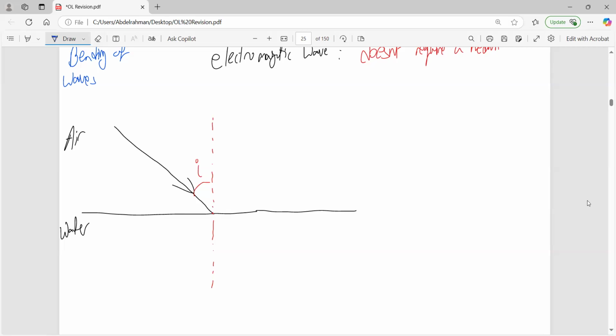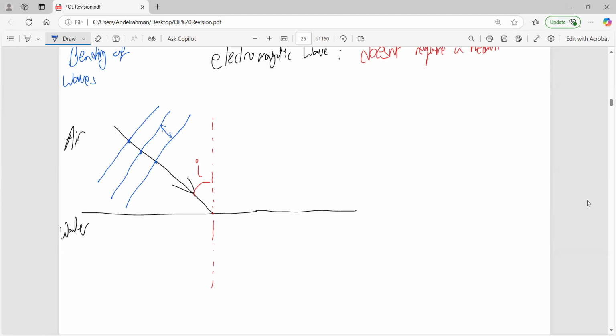They should be perpendicular to the direction of the motion, meaning that I want to, let's say, draw 3, 4, or 5 wave fronts. So these are some of the wave fronts. They are perpendicular to the direction of the motion. The distance between any two wave fronts is the wavelength.